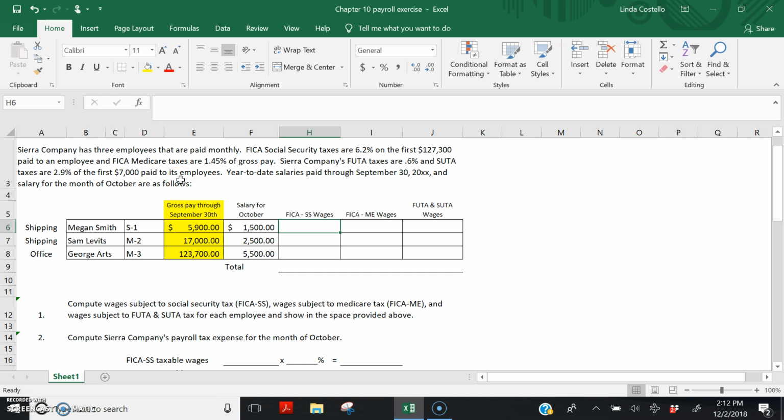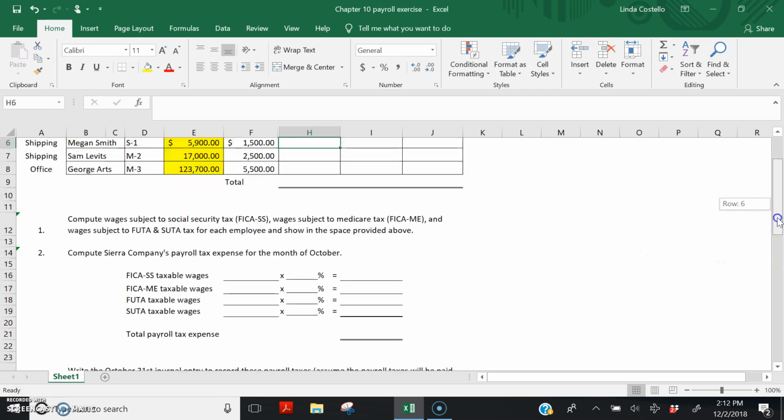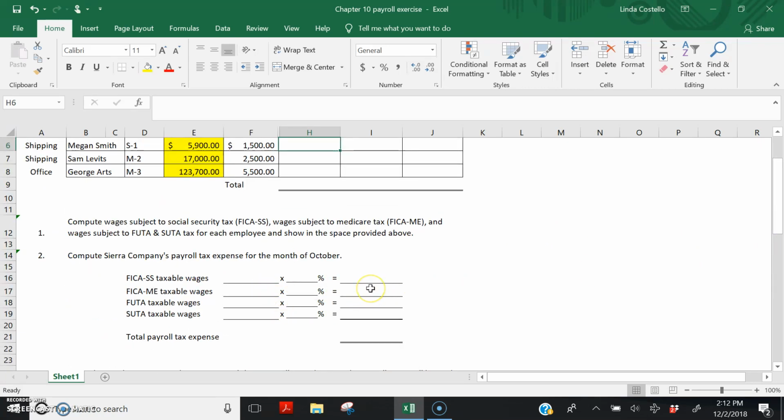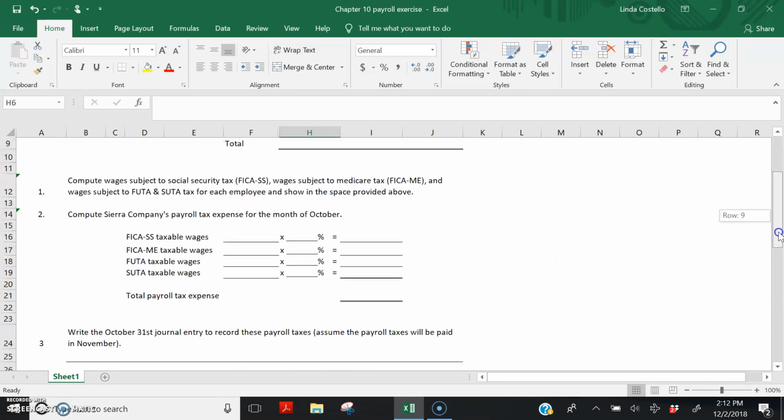Our job is to calculate gross wages for the month of October that are subject to Social Security taxes, Medicare taxes, and FUTA and SUTA taxes. Using the information we just obtained, we will then calculate the employer payroll tax expense for the month of October, and we will write the journal entry necessary to record these payroll taxes.